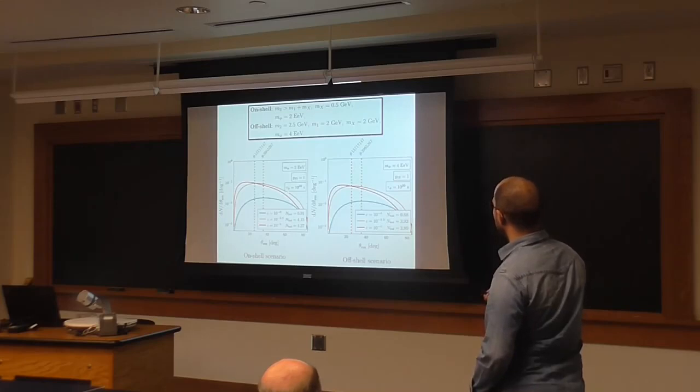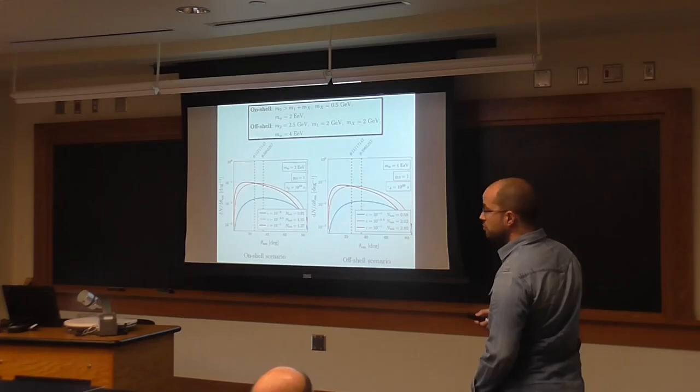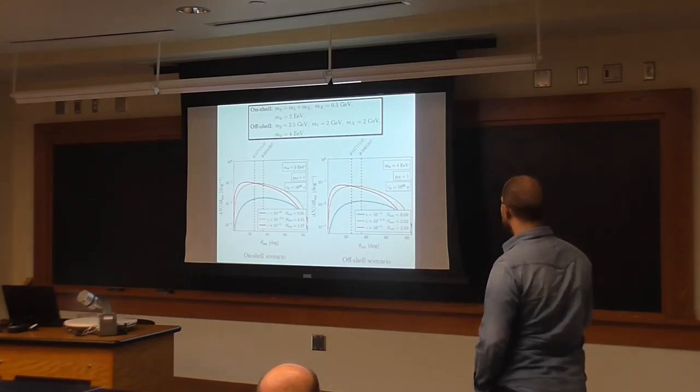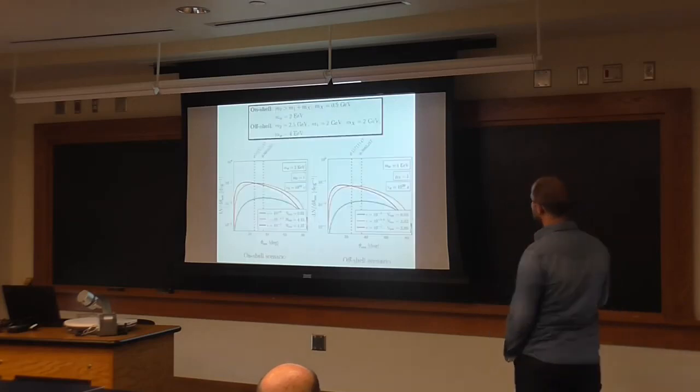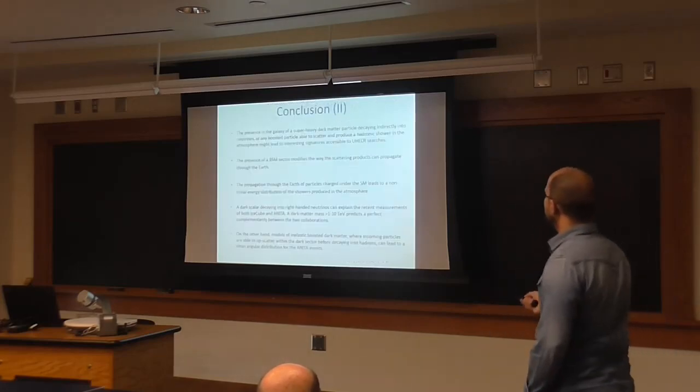And you can still do that with a lifetime of dark matter which is much larger than the age of the universe, and with a dark matter candidate at a large mass, which corresponds to the energy of ANITA, and have the correct number of events for the exposure time of ANITA. Yeah, so that's basically it.